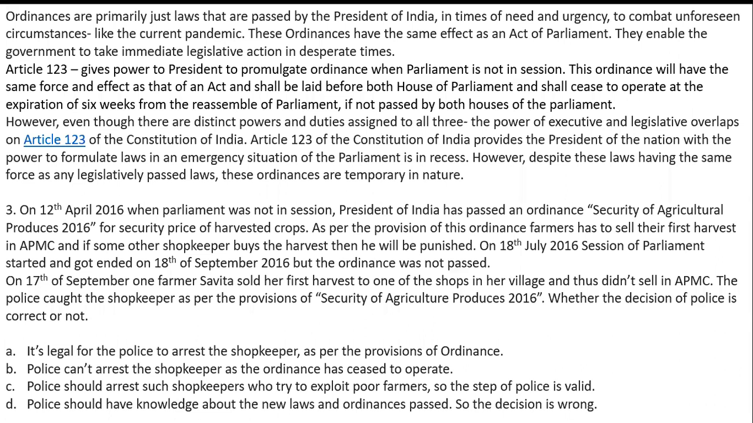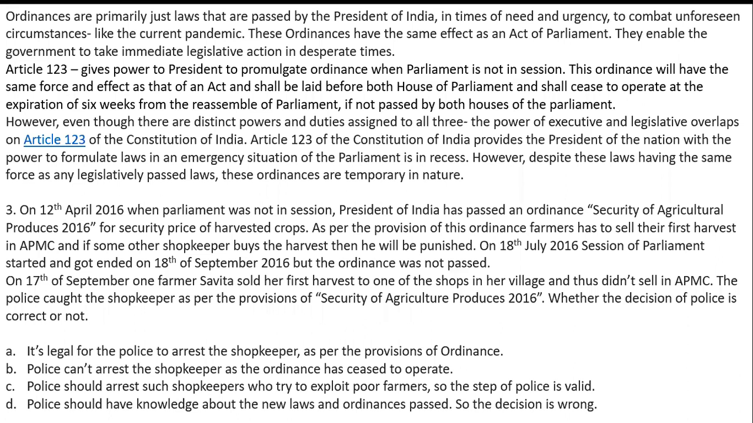Now coming to the first option. The first option is that it's legal for the police to arrest the shopkeeper as per the provisions of the ordinance. It would be legal if the ordinance was effective at the time the offense was committed. First of all, the offense would have been an offense only if the ordinance was effective, but the ordinance was not effective at the time when Savita sold her first harvest to the shopkeeper. If a law is not effective, then nobody can force you to comply with its provisions. So it's not legal for the police to arrest the shopkeeper. Option A is wrong.